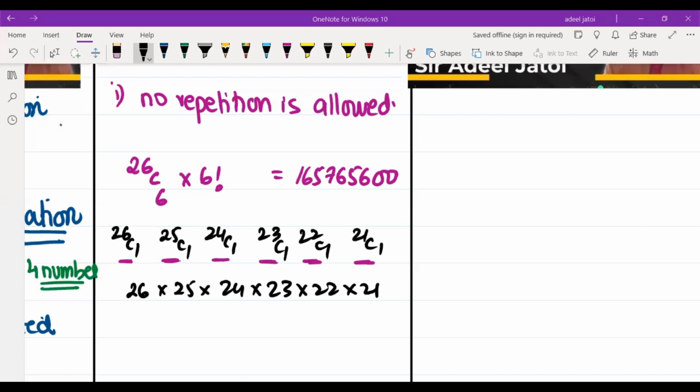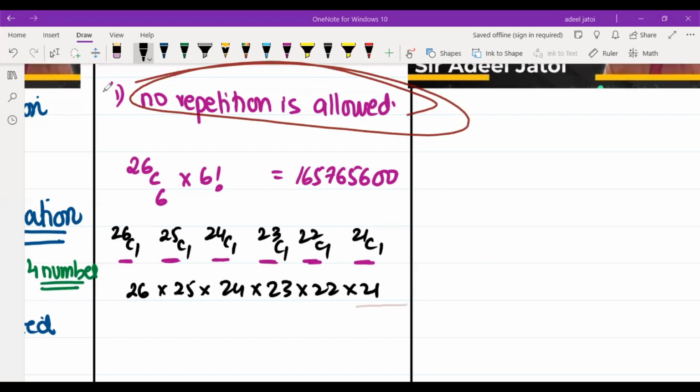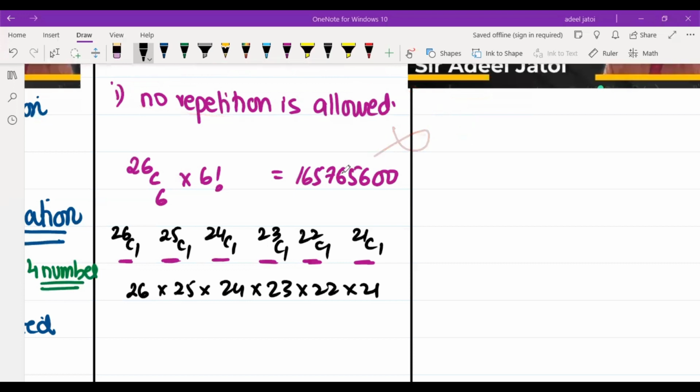I'm selecting my first alphabet from 26 alphabets, second alphabet from 25 alphabets, third alphabet from 24, fourth alphabet from 23, your fifth alphabet from 22, your sixth alphabet from 21. And each time you are selecting one out of 26, 25, 24, 23, 22, 21, when the repetition is not allowed. So we will end up having the same answer, and the answer is what?